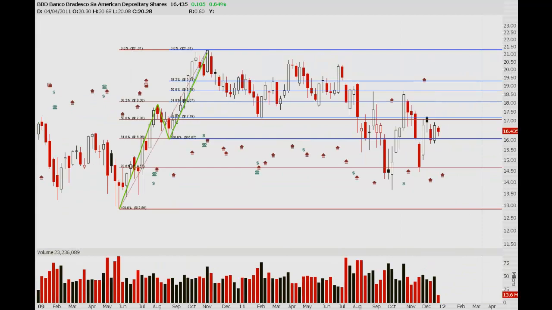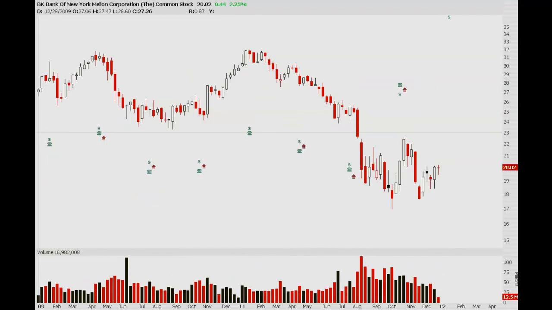So that's just one way you can help predict support to get some reversal points. The next one we're going to look at is BK, Bank of New York. We're looking at a weekly chart, towards 2011, and you can see this downtrend.